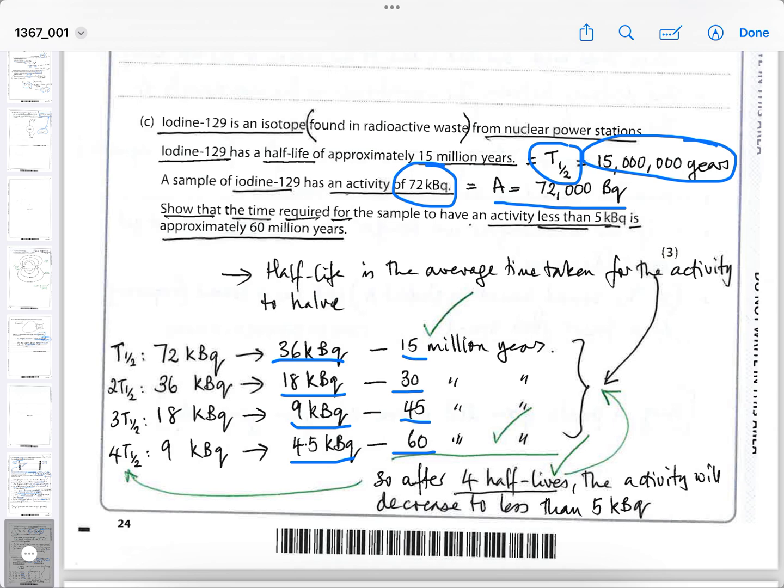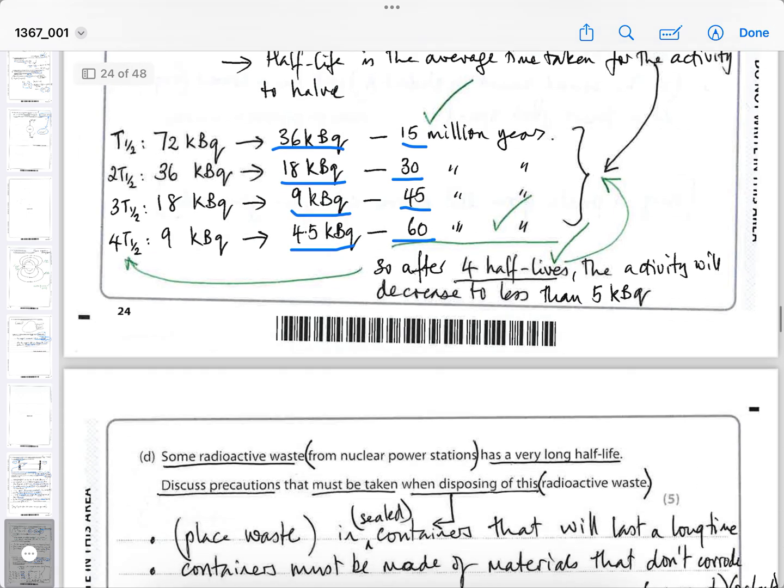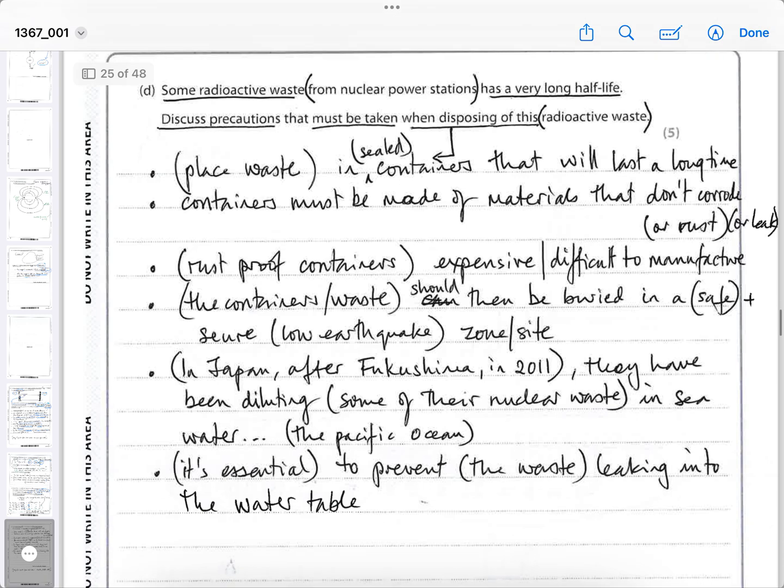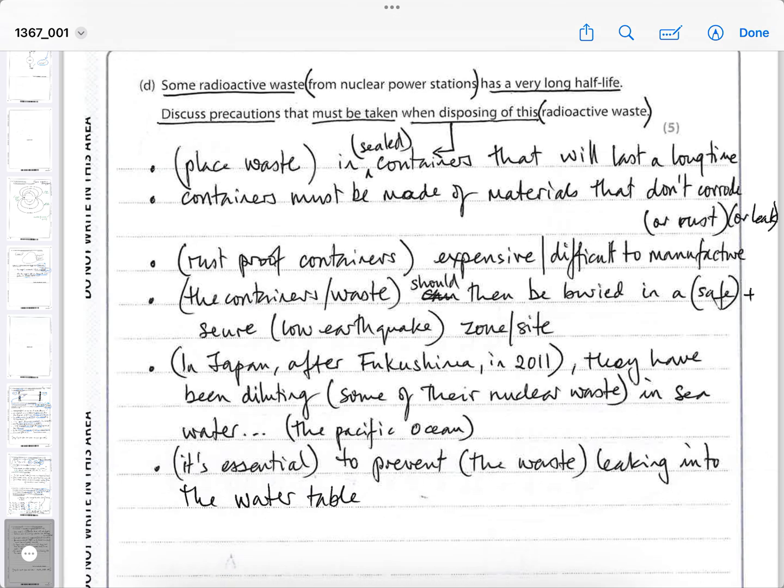So this is a problem with nuclear waste. It stays around for a long time. And if you've got a lot of concentrated waste in one place, then the storage of it is an environmental issue. So some radioactive waste from a nuclear power station, I should say, has a very long half-life. Discuss precautions that must be taken when disposing of this waste.